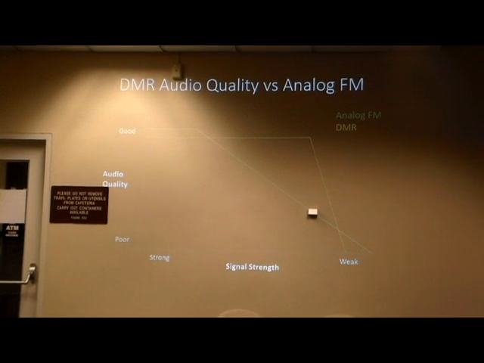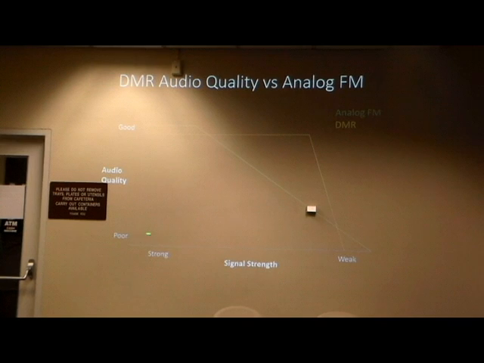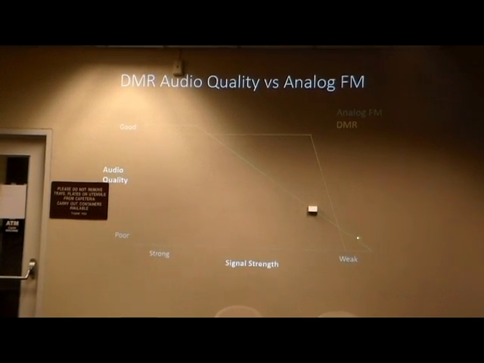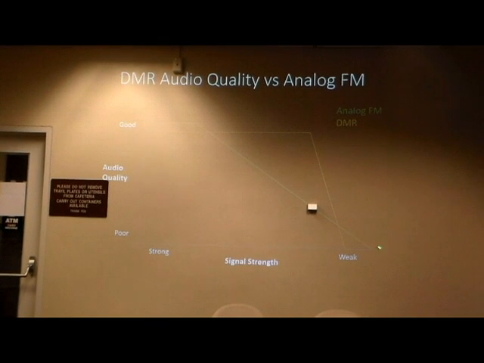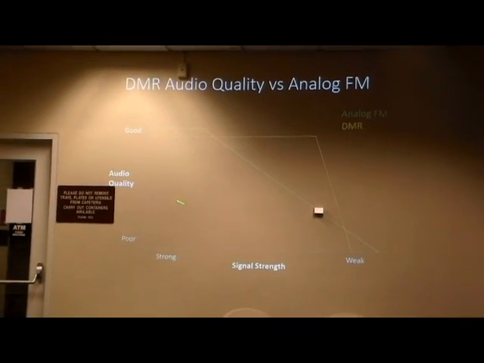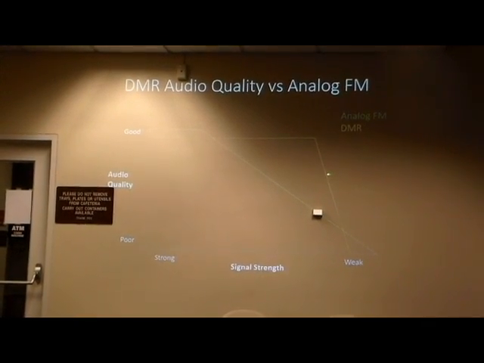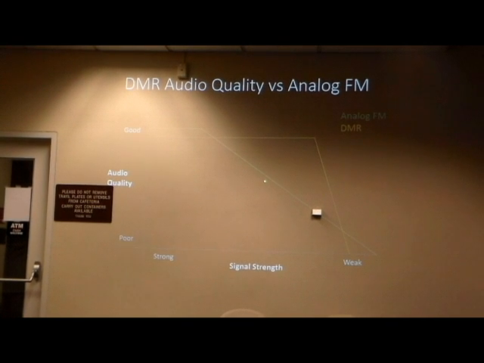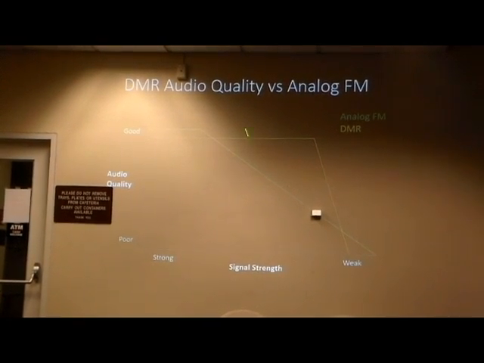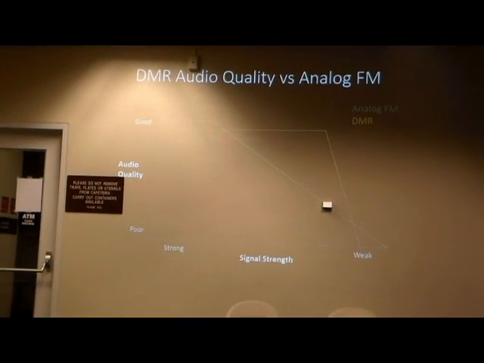You can copy or you can't. If it's down here in the really weak signal area, and you're able to interpret a really weak FM signal and still hear, then analog FM actually has effectively more range than DMR does. If it's up here, then DMR has a much better effective range than analog FM does. A strong DMR signal is never going to sound as good as a really strong analog FM signal.